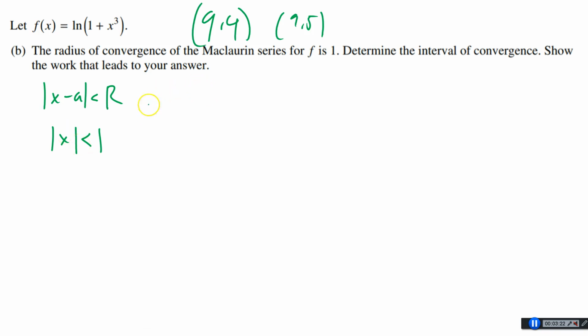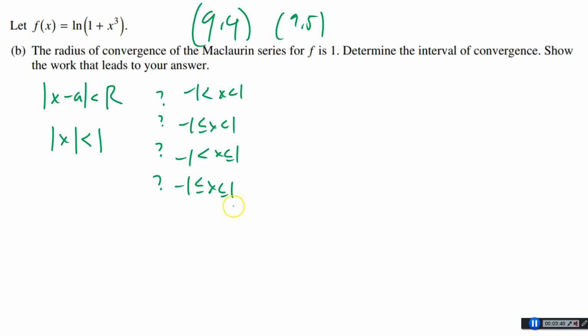But then we have to figure out, there are three options. It's either negative 1 less than x less than 1. It could be negative 1 less than or equal to x less than 1. Negative 1 less than x less than or equal to 1. I guess there's 4. Negative 1 less than or equal to x less than or equal to 1. The question is what's happening at the endpoints. So I don't know which one of these it's going to be. I think this is kind of one of the textbook ones, so let's just see what happens at those endpoints.